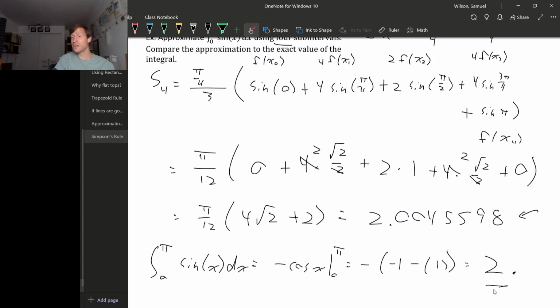So the exact value is 2, and the approximate value is, well, look, it's good out to the hundredths place. We're only off by 4 or 5 thousandths. And remember, we just used 4 subintervals. So for using so few subintervals, this is a really good result. You can see if we programmed this pattern of coefficients into a calculator, or into a computer, and used 100 subintervals, the approximate integral would be very, very close to the exact value.